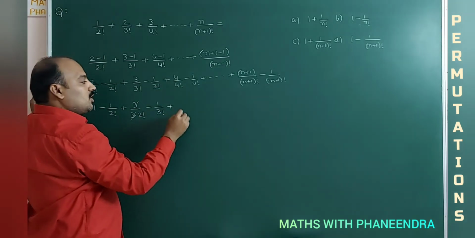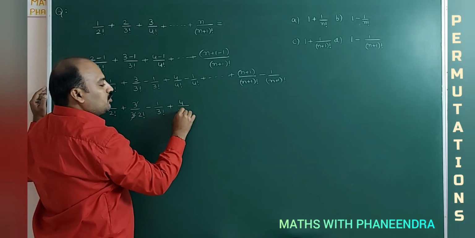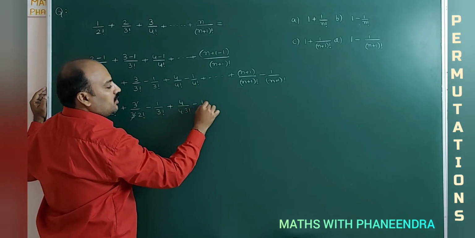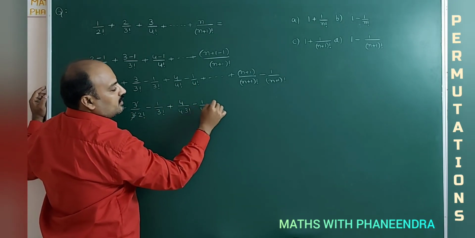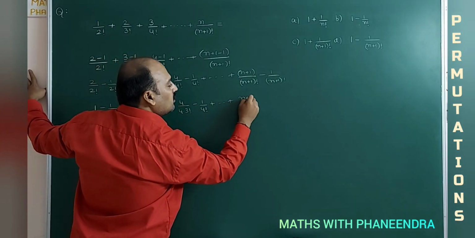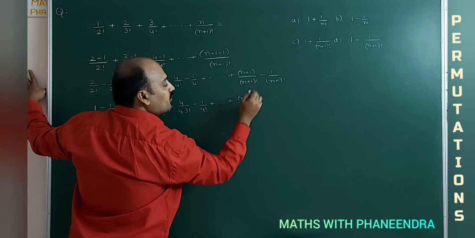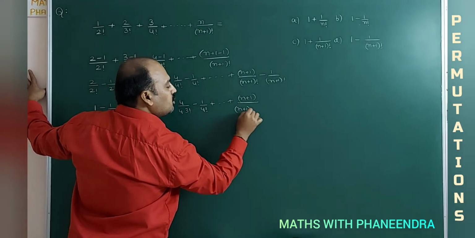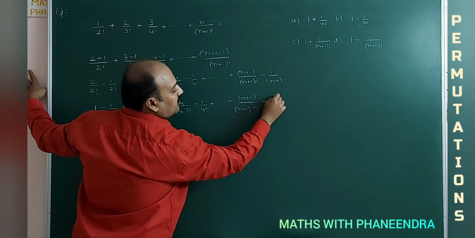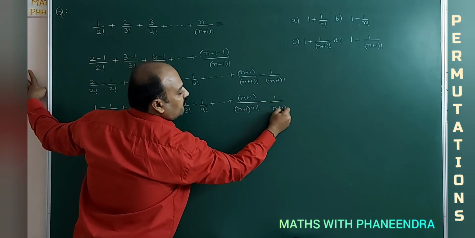4 by 4 factorial can be written as 4 by 4 into 3 factorial, and so on, up to n into n minus 1 factorial, minus 1 by 4 factorial, plus and so on. n plus 1 divided by n plus 1 factorial means n plus 1 into n plus 1 minus 1 factorial, which means n factorial, minus 1 by n plus 1 factorial.